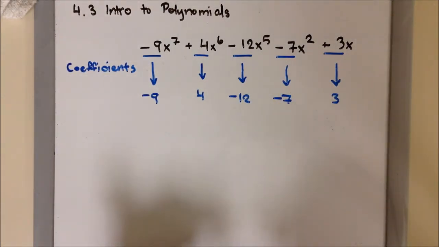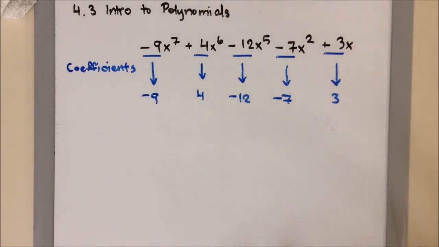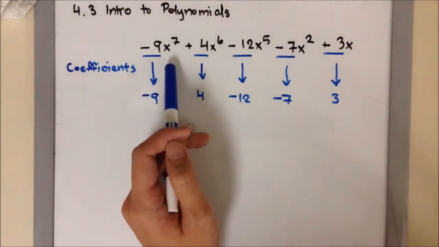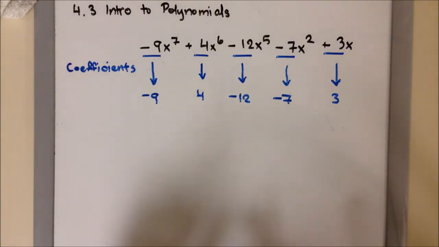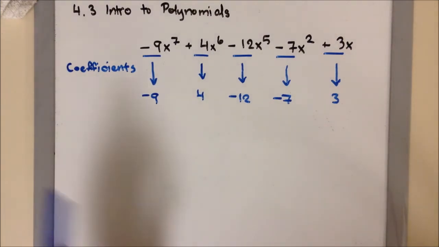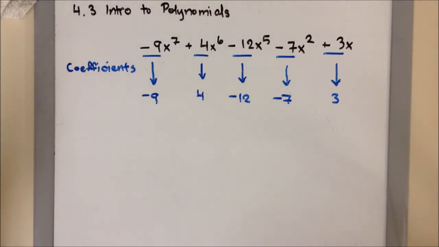So this is what I mean when you hear me refer to or say the term coefficient. For example, if I say, what is the coefficient in front of x to the 6th, you should say 4. Another question would be, what is the coefficient in front of x squared, you should say -7. And lastly, if I ask you, what is the coefficient in front of x to the 7th, you should say -9. So that's what you have to do if you were to identify the coefficient. And the reason is because now we're going to go into the leading degree and the leading coefficient.